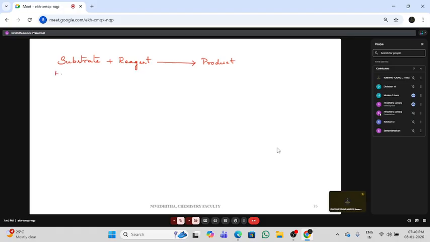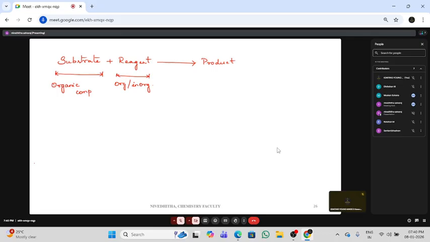Basically, substrates are the organic compounds on which the chemical reaction will occur. Definitely, the substrate will be an organic compound. On this organic compound, the chemical reaction will occur. And the reagent is the chemical species which is responsible for the chemical reaction. The reagent can be either organic or inorganic. Substrate and reagent will get involved in a chemical reaction to give a new compound called product.